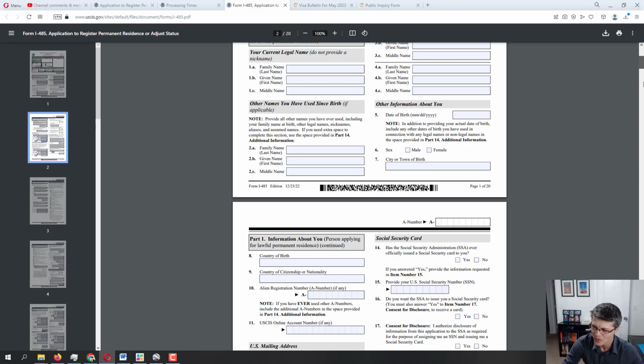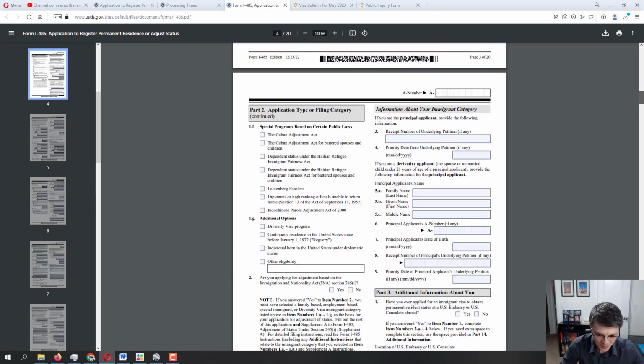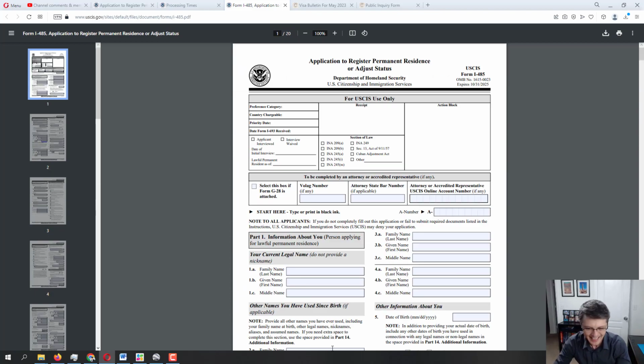Whenever you're sending the application, make sure to send all of the pages, because you see right here it says page 20 of 20. You want to make sure that all of the pages are present in the application and none of the pages are missing. Even if they're not applicable, you still have to include them with the application. So that's number one concern.